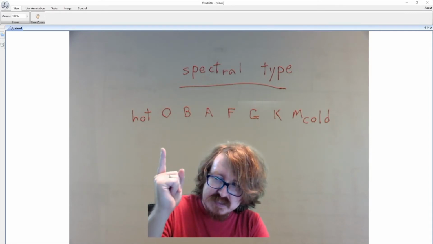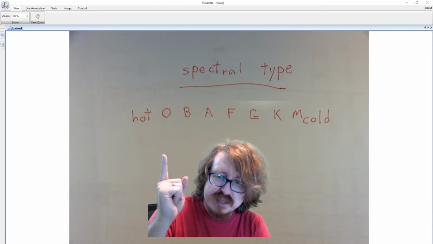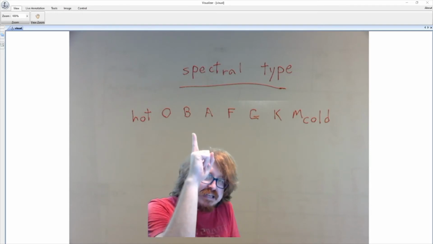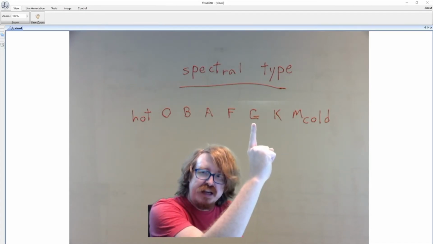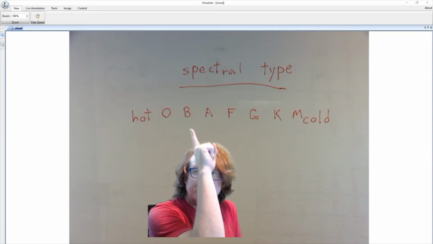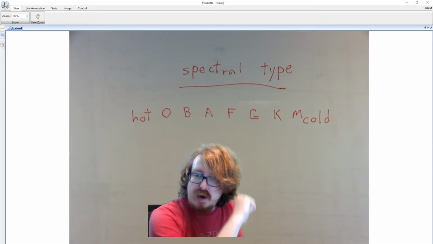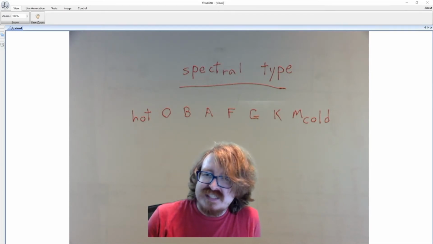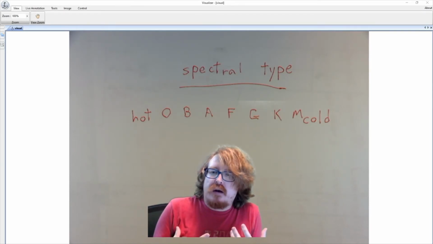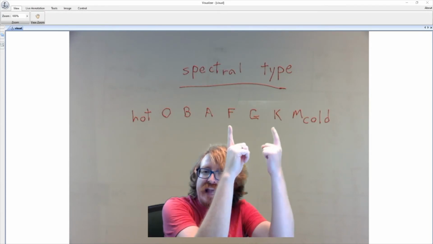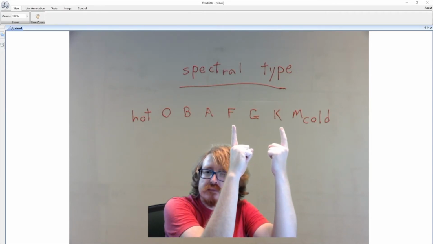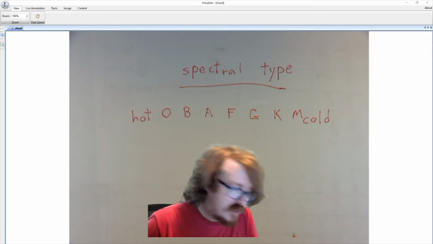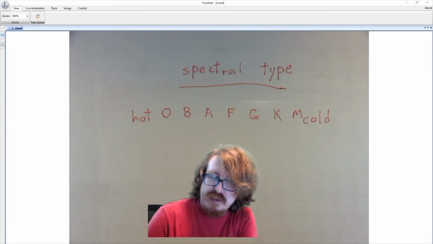It's the B's, right? So if B's are hotter than G's, then for main sequence stars, that means they are bigger than G's as well, okay? What's a bigger mass, F or K? F.